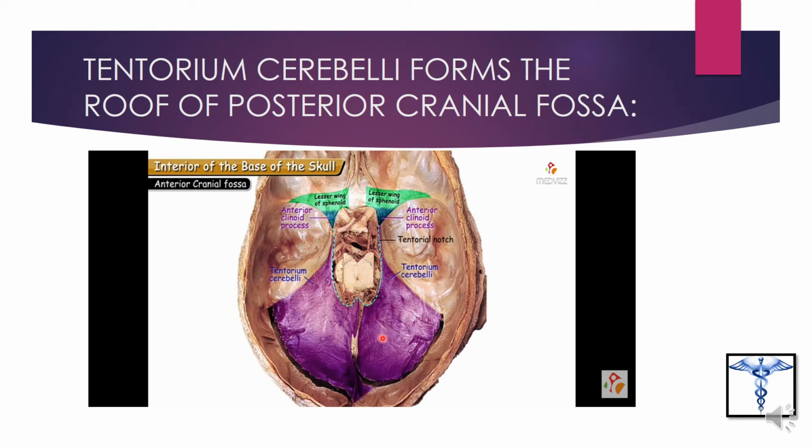And one more thing about the cerebellum is that it is called the little brain. This cerebellum is called the little brain. Okay, so this was about the tentorium cerebri, as it forms the roof of the posterior cranial fossa. Now going towards the next slide.